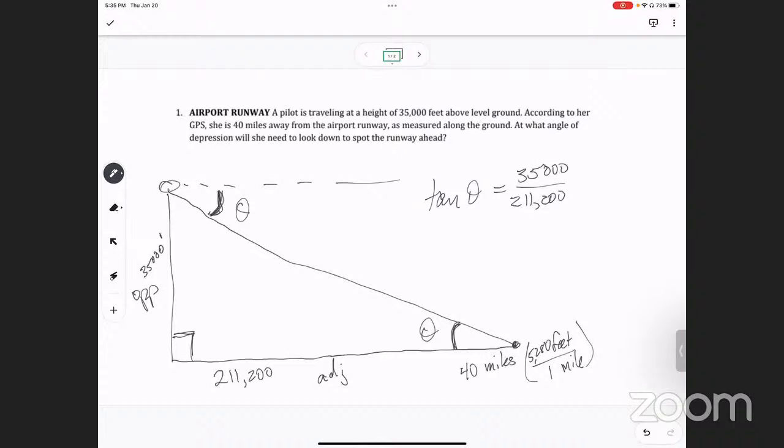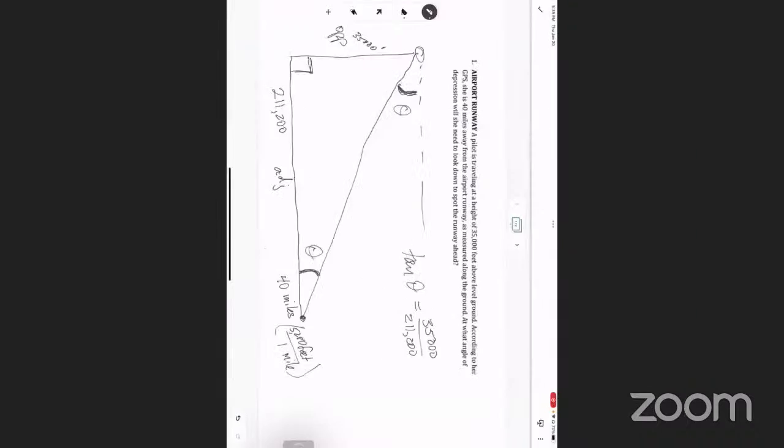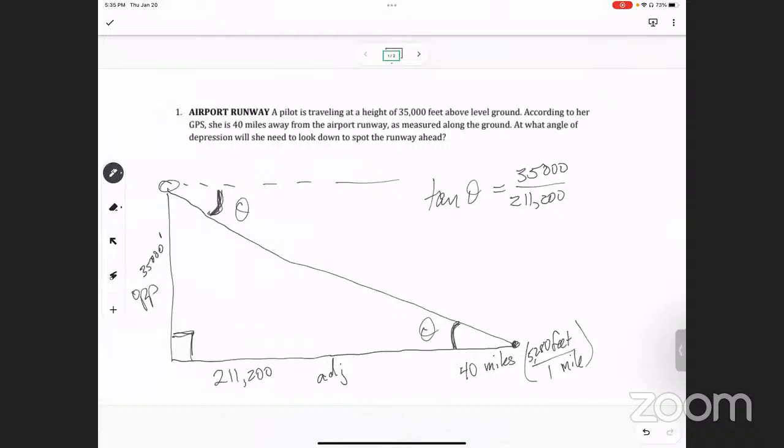So how do you solve that? You just will plug it into the calculator. And with the tan inverse, right? Oh yeah, it is the inverse. You're going to have to use the tan inverse of that. We can call it 35 divided by 211.2. We can do that.